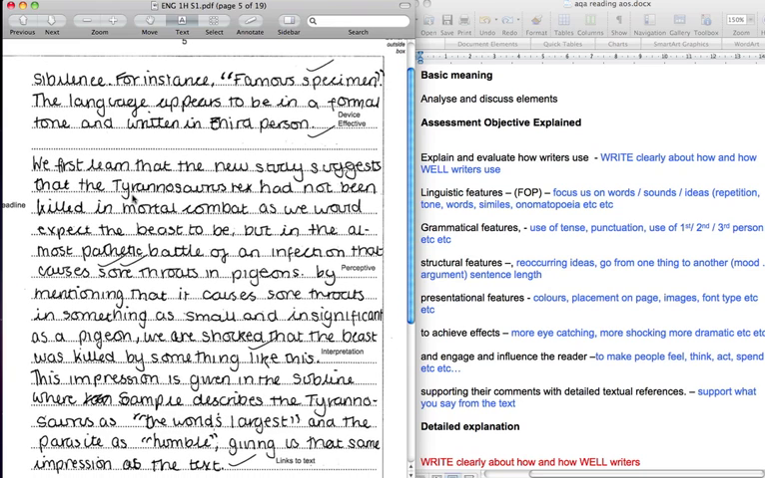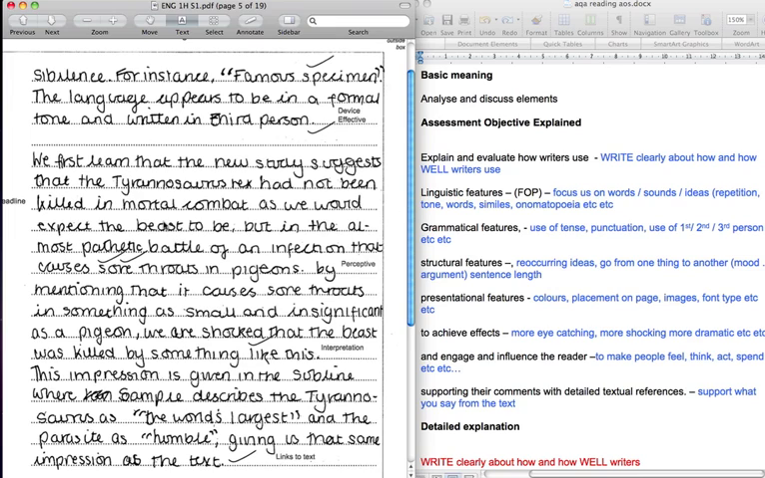We first learned that the new study suggested that Tyrannosaurus rex had not been killed in mortal combat, as we would expect the beast to be, but in the almost pathetic battle of an infection that causes sore throats in pigeons. By mentioning that it causes sore throats in something as small and insignificant as a pigeon, we are shocked that the beast was killed by something like this. So the links being made, the references being made from sore throats, and the links between the information in the article about the pigeon's death and the Tyrannosaurus rex's death.